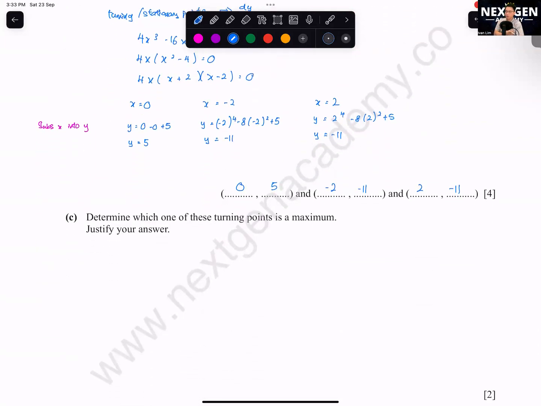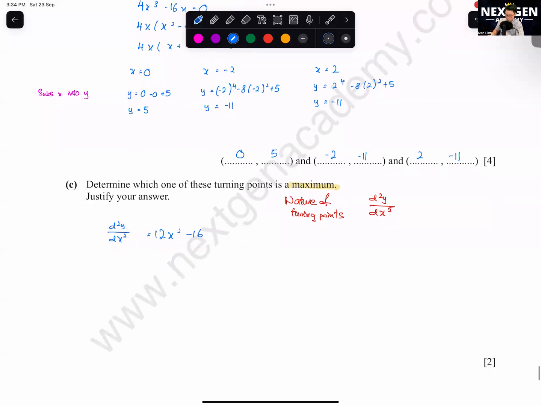Okay, one final one. Determine which one of these turning points is a maximum. How do we find? This is basically finding the nature of the turning points, for which you will use d squared y over dx squared. You need to see whether d squared y over dx squared is less than 0 or more than 0. So first find d squared y over dx squared, which is 12x squared minus 16.